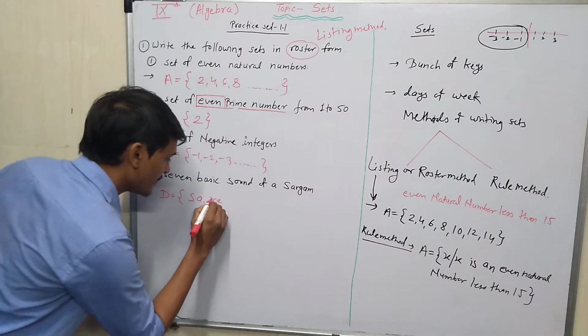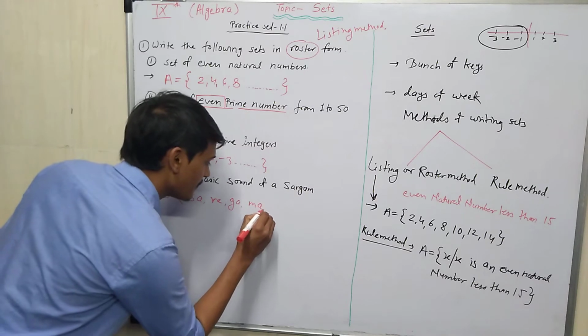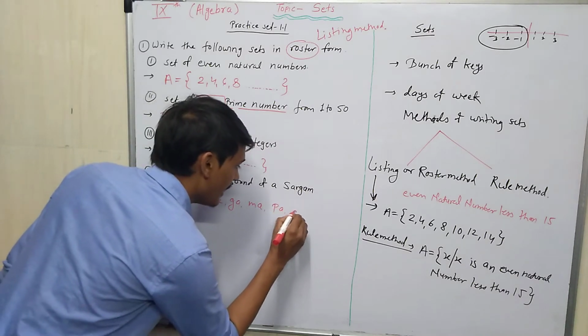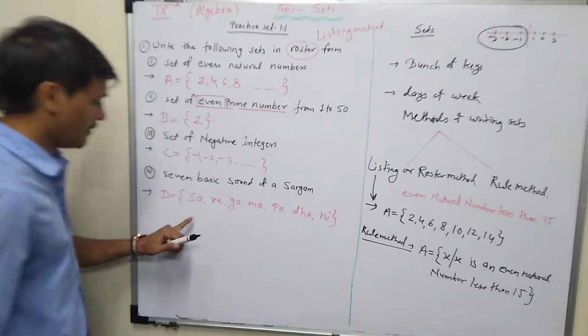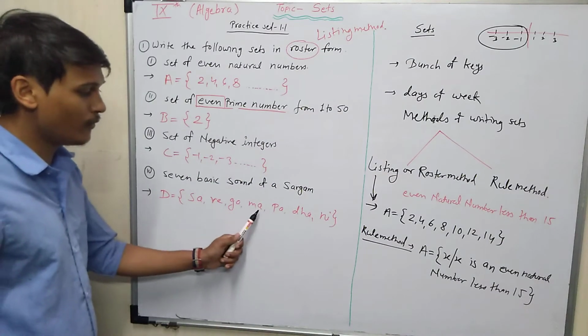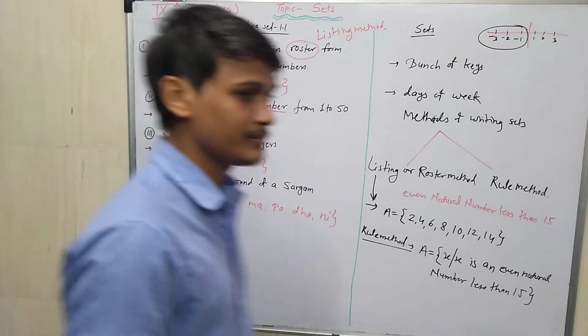Sa, re, ga, ma, pa, dha, ni. There are 7: 1, 2, 3, 4, 5, 6, 7. Got it? Next question.